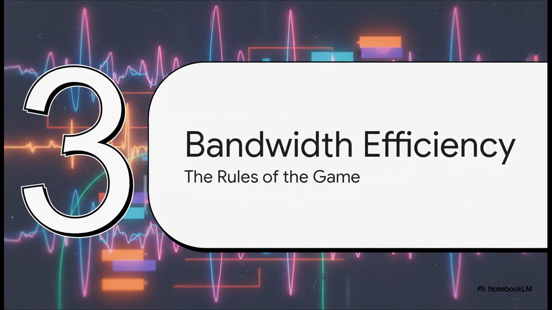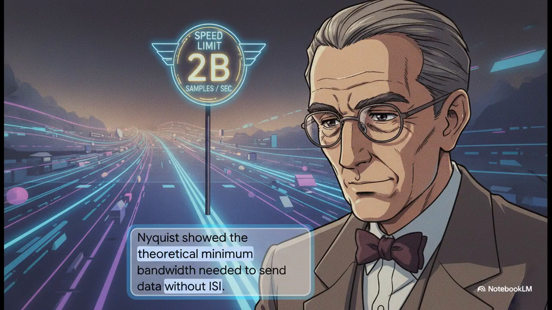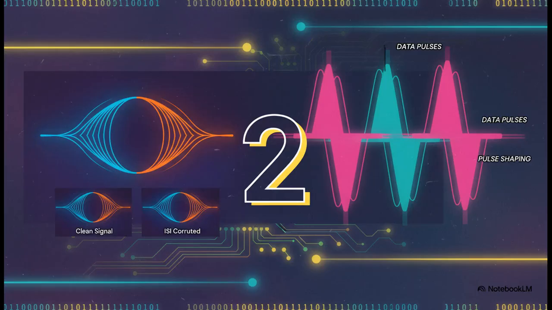And more importantly, how do we do that while being smart with our most valuable, most limited resource in all of communications, bandwidth? Decades ago, this brilliant engineer named Harry Nyquist basically laid down the law on this. He figured out the absolute theoretical maximum speed you can send symbols through a channel before they are guaranteed to interfere with each other. He gave us the speed limit for the information superhighway. And you know what's wild? That speed limit is surprisingly simple. It's 2 symbols per second for every 1 hertz of bandwidth you have.